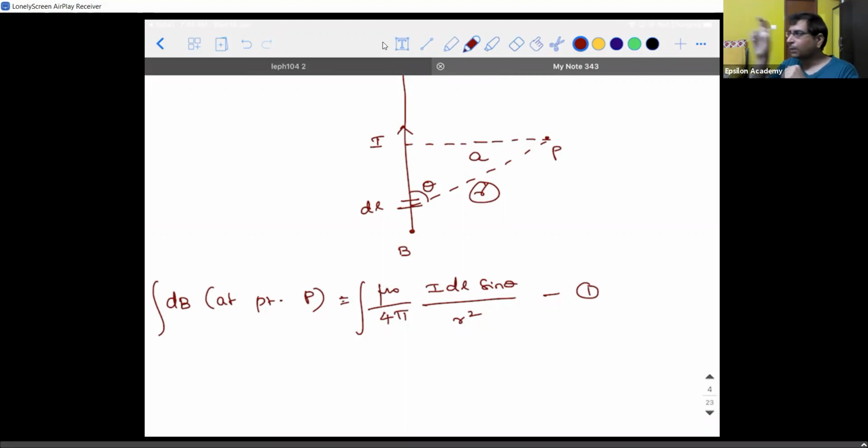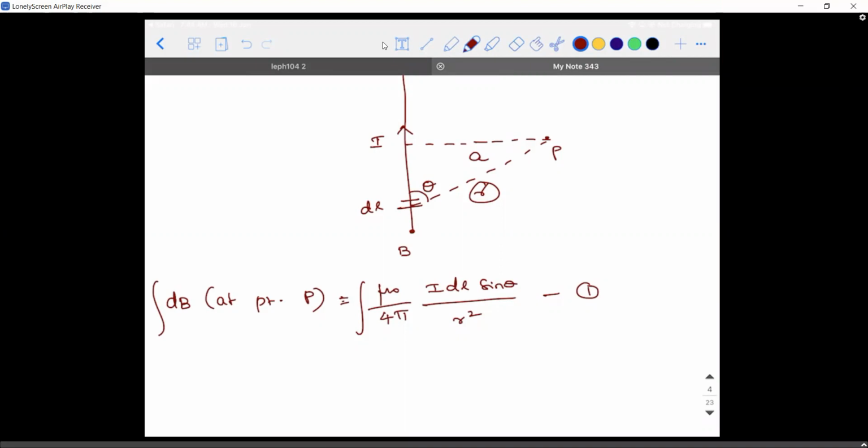So for that, you need to observe each and every term. Mu naught by 4 pi is a constant. We introduced it as a constant of proportionality whose value is 10 power minus 7. Second, I is a constant because it's a steady state current. Third, what about dL, guys? Is it a constant? Is it fixed?